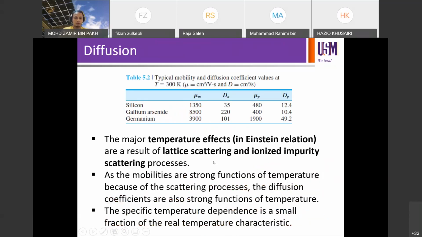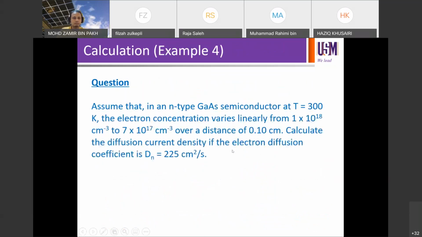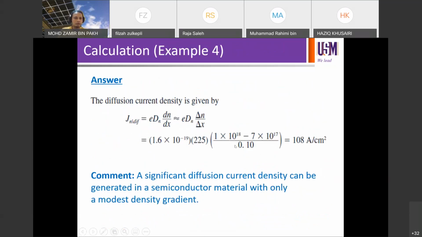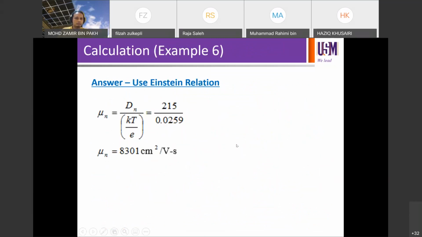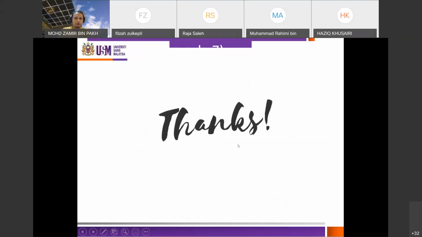So I think I'm just going to stop here for a while. We're going to do a bit of calculation tomorrow on diffusion. Then we're going to finish off with Hall effect.